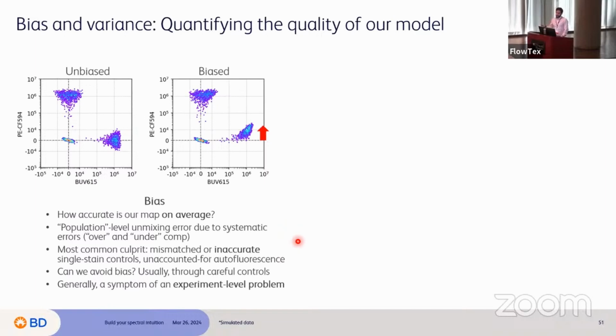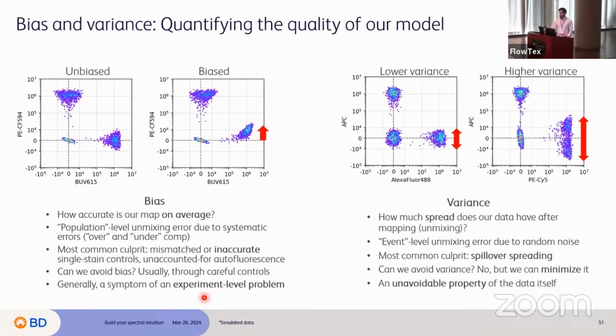It is possible, and in fact good, to avoid bias. You should be attempting to have an experiment with no measurable bias in your unmixing. You can do that through careful controls and through a careful workflow in most cases. This is generally a symptom of an experiment level problem where you need to think about how all of your data is being processed.